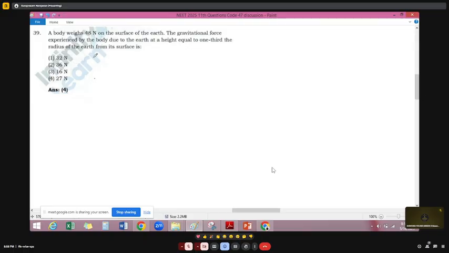A body weighs 48 Newton on the surface of the earth. Surface of the earth means somewhere here, on the surface. The gravitational force experienced by the body due to the earth at a height equal to 1/3 radius of the earth from its surface is asked. So they are putting it at a height which is 1/3 of the radius of the earth, like a rocket, for example, and the gravitational force is what is asked.